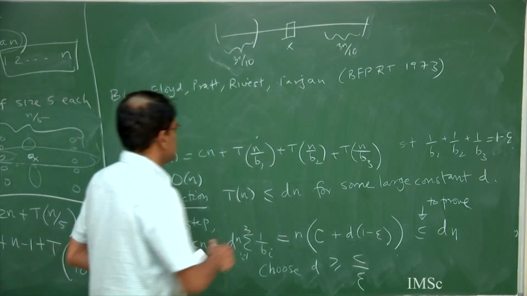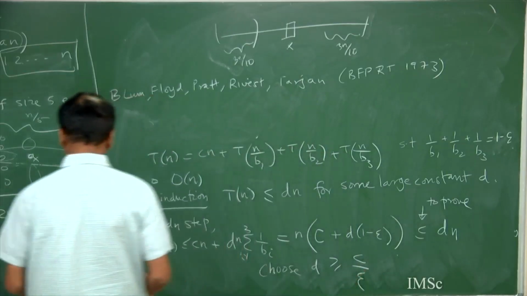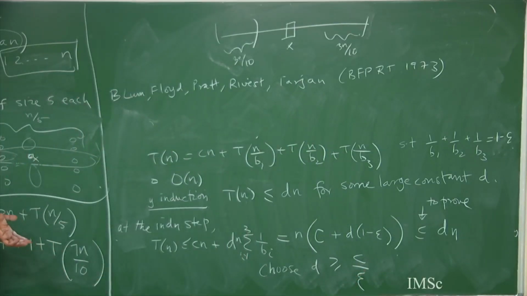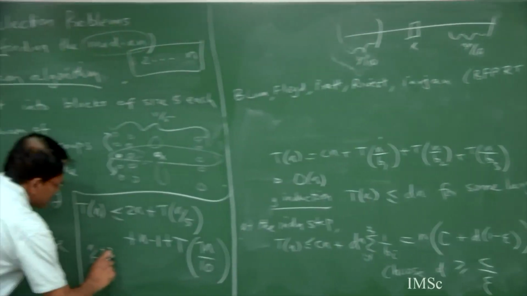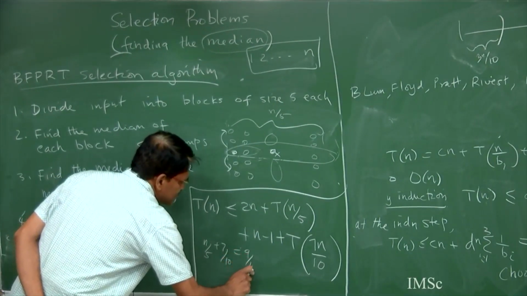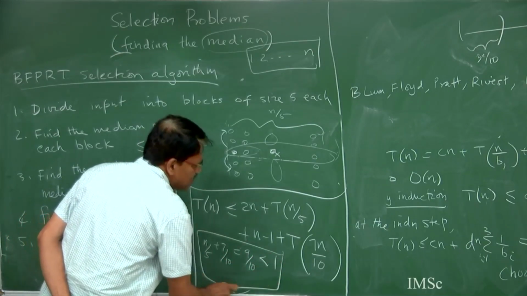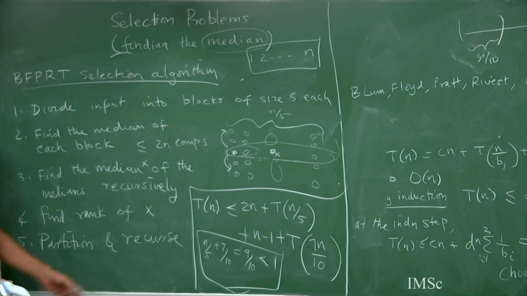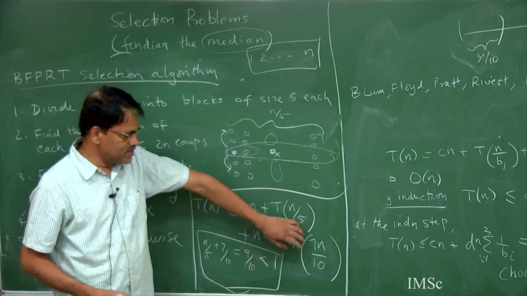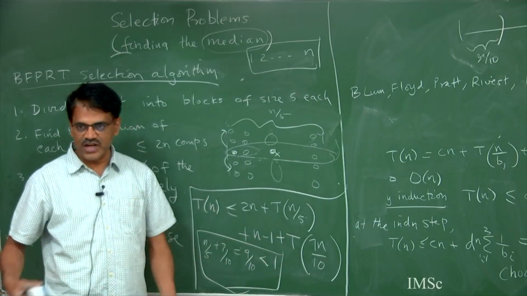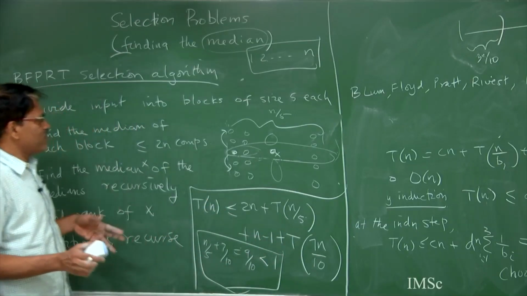Now, if you add this 1 by b1 plus 1 by b2, what is it here? n by 5 plus 7n by 10 is 9n by 10, so 9 by 10 is strictly less than 1. So, overall it is a linear time algorithm, right. You have something like 3n plus T of n by b1 plus T of n by b2, where 1 by b1 plus 1 by b2 is strictly less than 1. So, it is a very careful, clever algorithm.